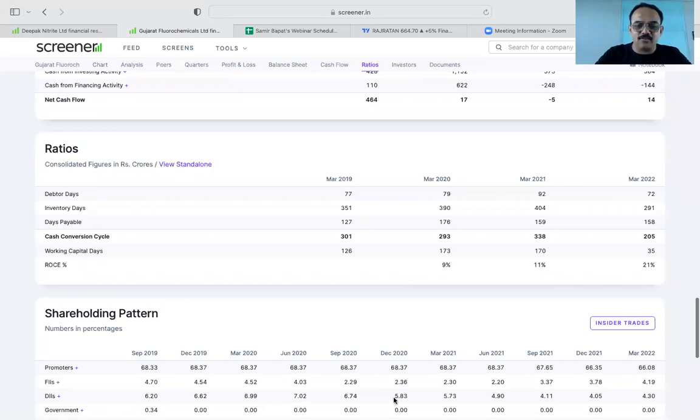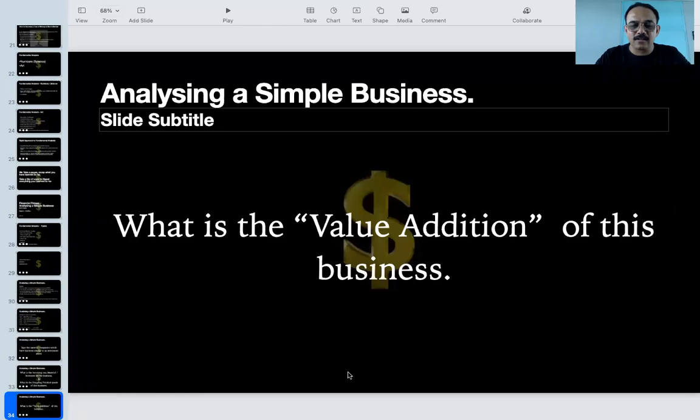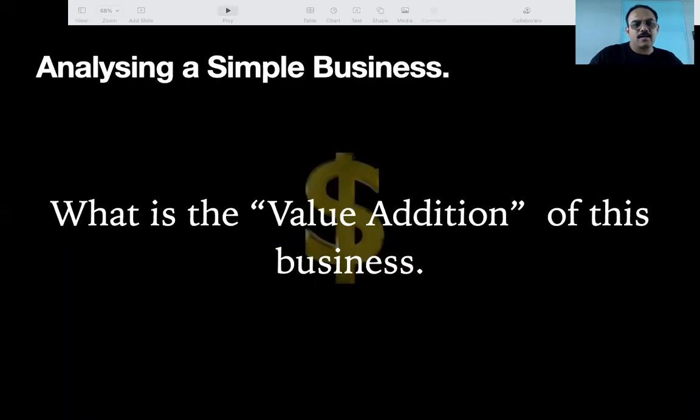Okay, so let's go to the next point. What is the value addition of this business? अपना bread वाले का business जो था, what was the value addition of this business? He was not making bread, nothing. What was his value addition? He was earning money, right? So if he's earning money, what is his value addition in that chain?